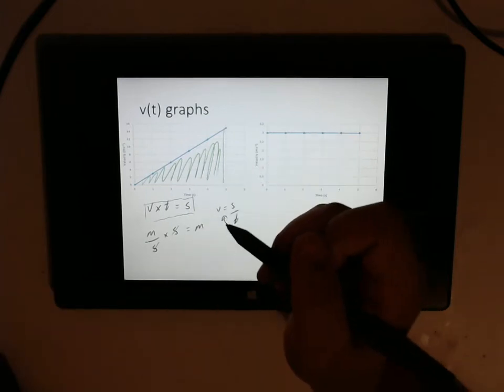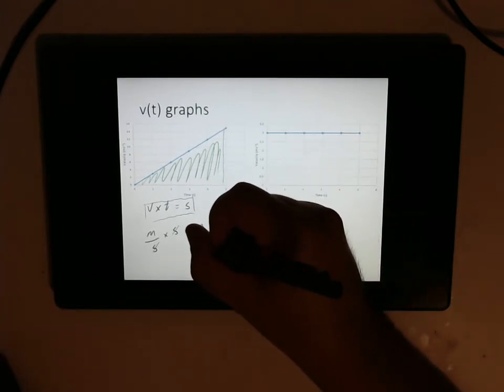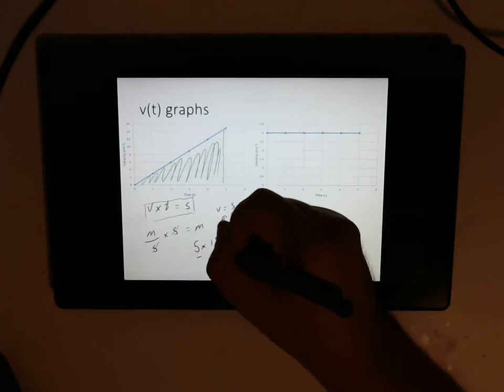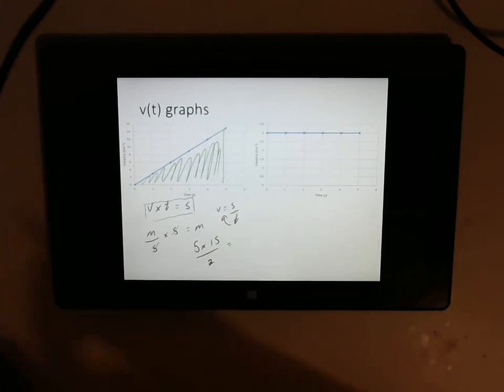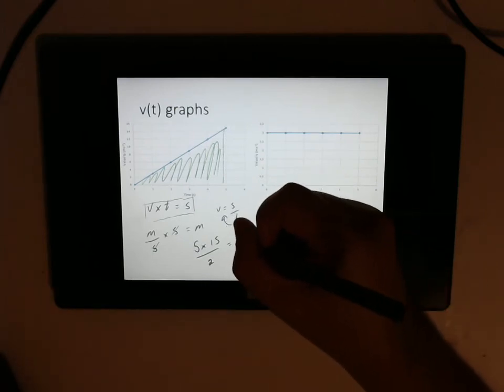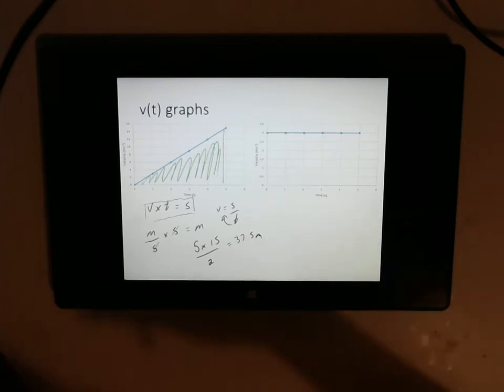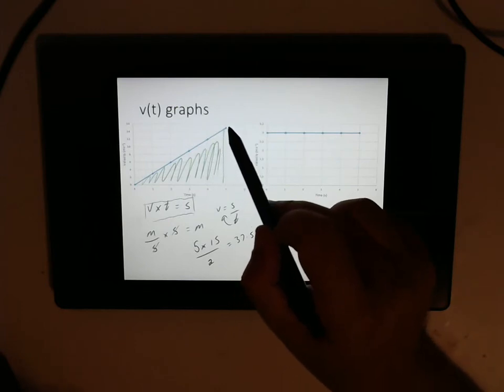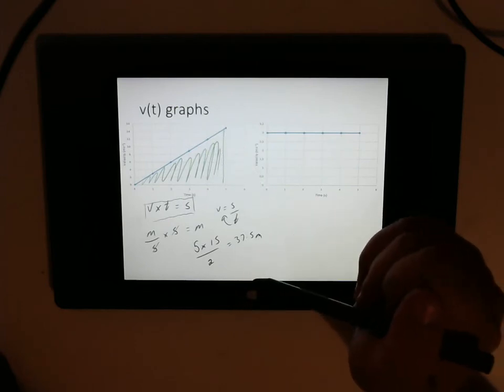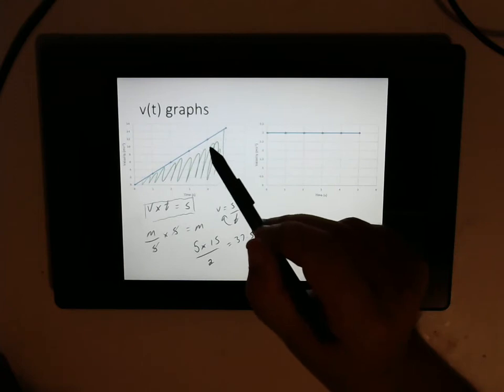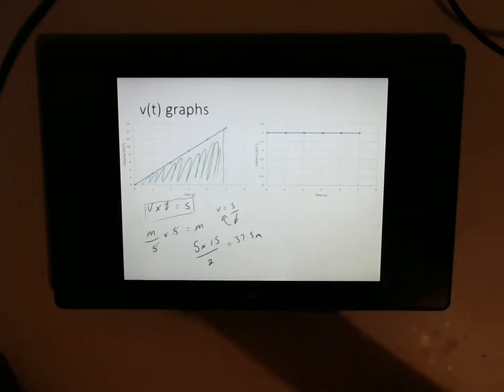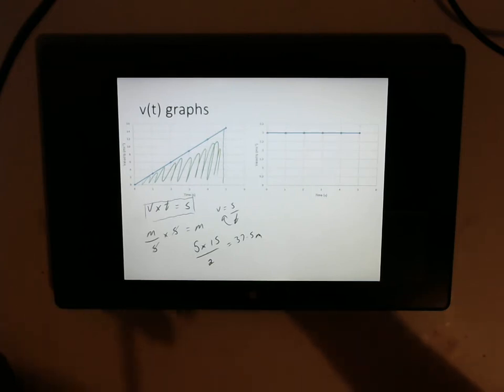So in this case, it's a triangle. So it's going to be equal to 5 times 15 divided by 2. And 5 times 15 is 75, and half of 75 would give us 37.5 meters, because remember, we're dealing with displacement. So that tells us from this graph that after 5 seconds, it's gone 37.5 meters. After 4 seconds, it's gone 4 times 12. 4 times 12 is 48, and half of 48 is 24, so it would have gone 24 meters.